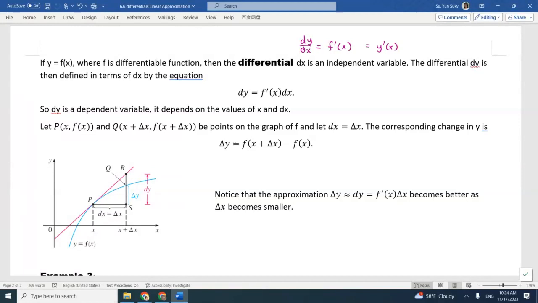And now dy depends on f prime of x and dx. So dy is a dependent variable. It depends on the values of x and dx. Now we have the picture. Look at this picture. We have the tangent line, and we have dx here and dy there. Do you still remember slope? Slope is change of y over change of x.